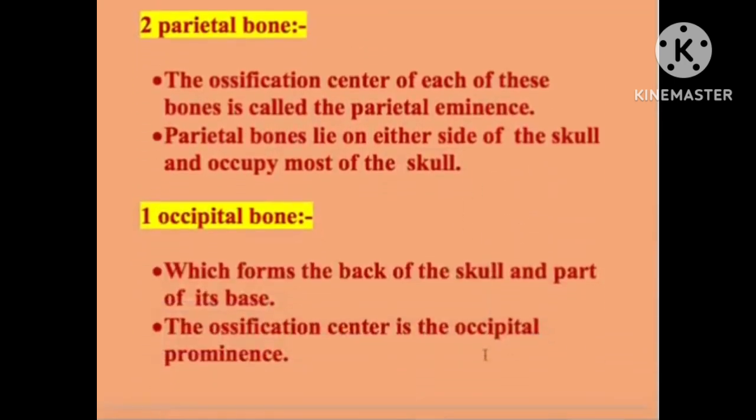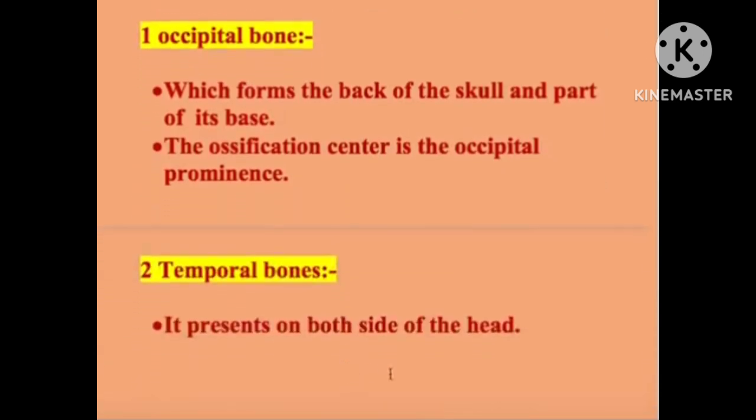Next one is the 1 occipital bone, which forms the back of the skull and part of its base. The ossification center is the occipital prominence. Next are the 2 temporal bones, present on both sides of the head.